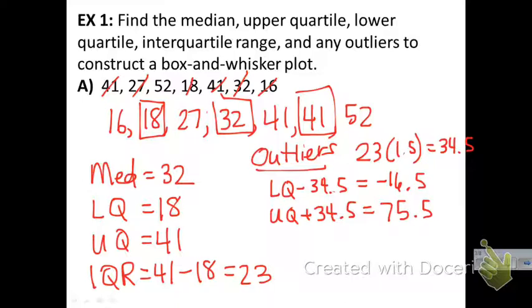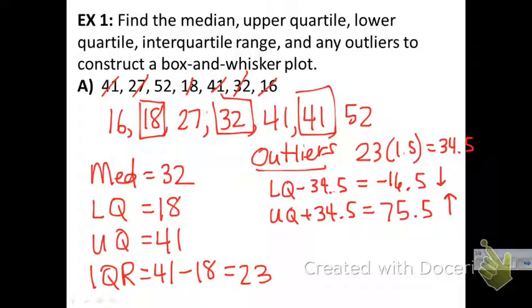Now these numbers become significant because we look now at our list of numbers and we look to see if there is a number below negative 16.5. And since our lowest number is 16, we don't have a number below that. And then we look to see if there is a number above 75.5. Our highest number is 52, so we do not have any outliers in this group.